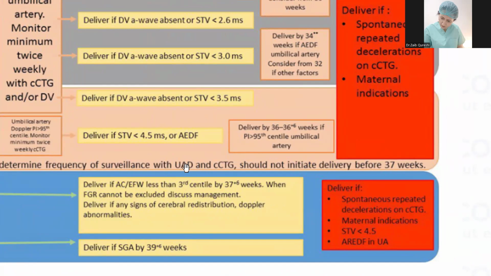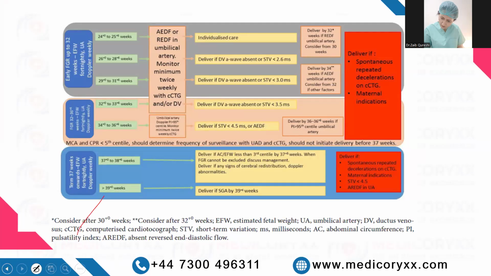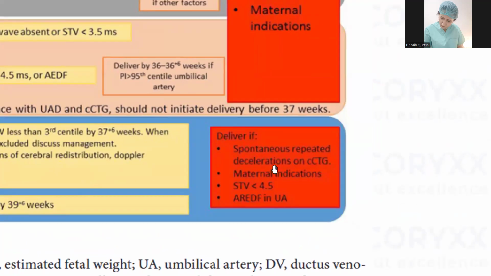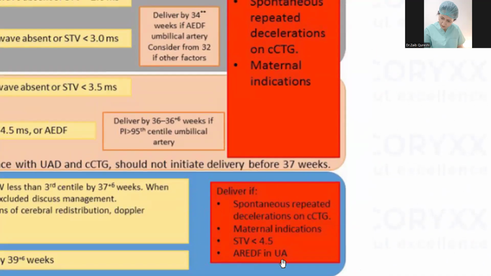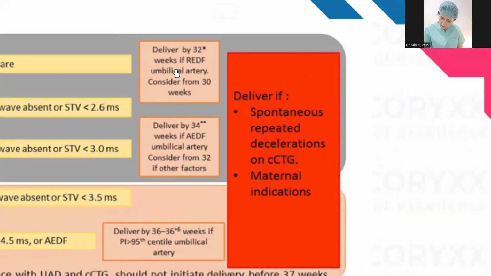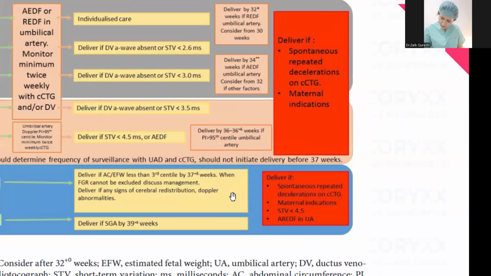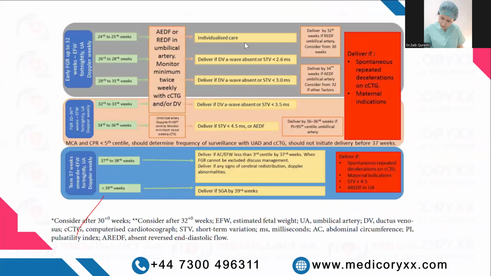In this set of women, the late FGR, you may deliver if there is spontaneous repeated decel on CTG, maternal indication, STV is less than 4.5, or absent and reverse end diastolic flow. Like I said earlier, reverse end diastolic flow is an indication to deliver anytime in the early FGR, but absent and reverse is going to be indication to deliver in the late FGR as well. I hope it is not complicated. Clear, everyone?